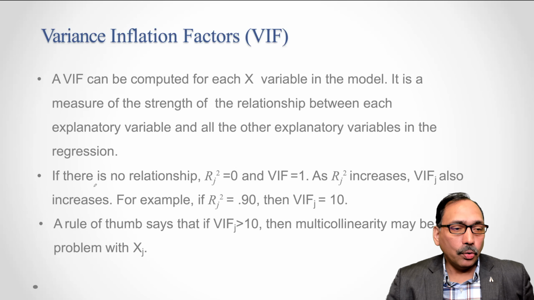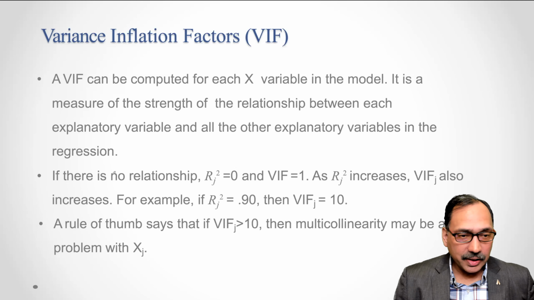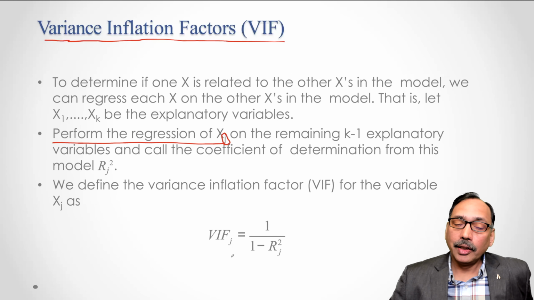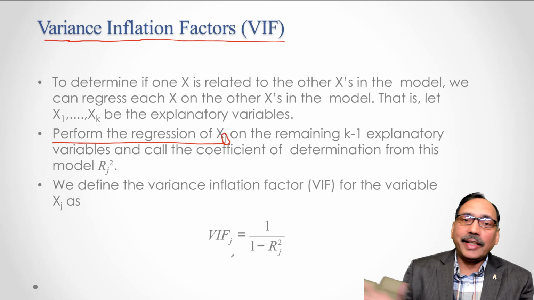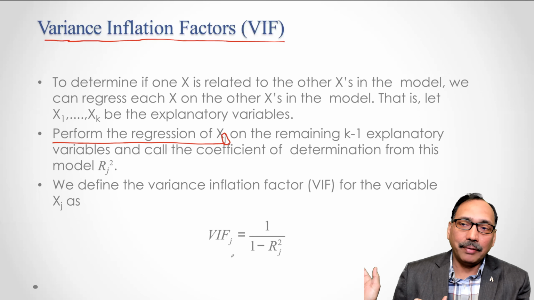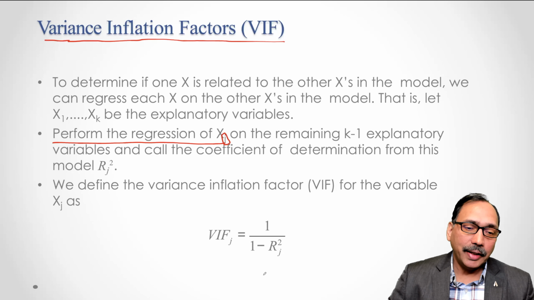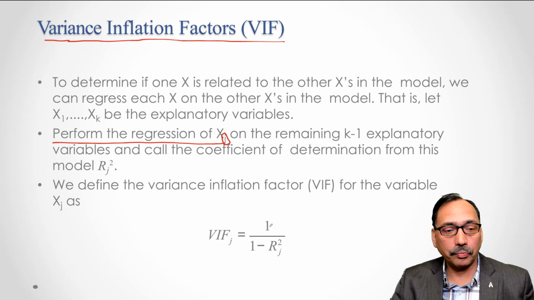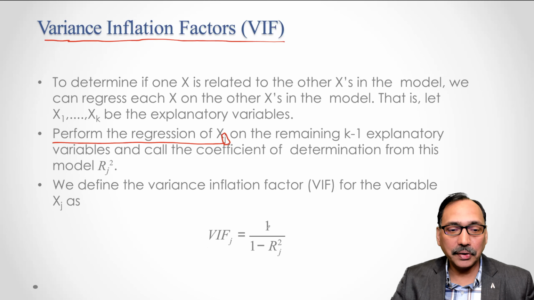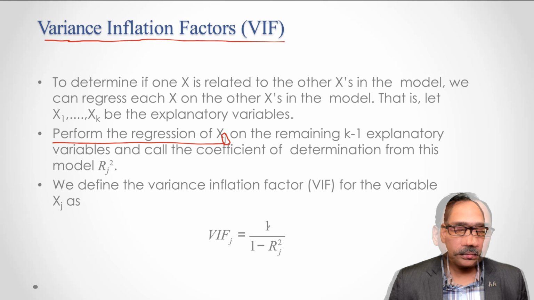So if there is no relationship, for example, if you look at this formula, if the xj variable is not related to the remaining k minus 1 variables in any way, that means r square will be 0. And if r square is 0, then you are left with 1. So the variance inflation factor will be simply 1. That's a good thing. If you get a low VIF value, that's a good thing.